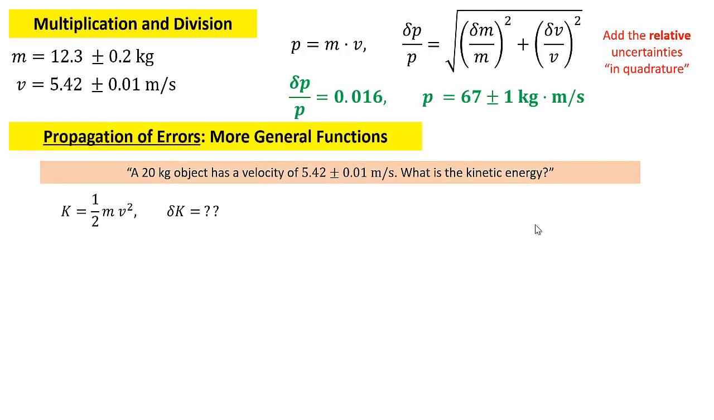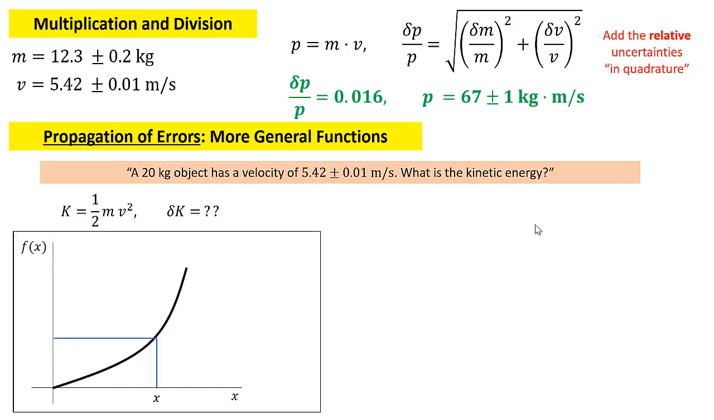But more generally, if you have a more complicated looking function that's not just adding, subtracting, multiplying, or dividing, but instead has powers of a quantity, then we need to do a little bit more work. So, for example, if we wanted to calculate kinetic energy from some measured values, we have a 20 kilogram object and it has a velocity with some uncertainty associated with it. We want to know the kinetic energy and its uncertainty. The kinetic energy is just 1/2 mv squared, but how do we get to the uncertainty of the kinetic energy?